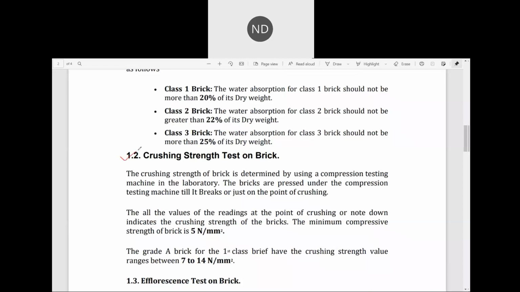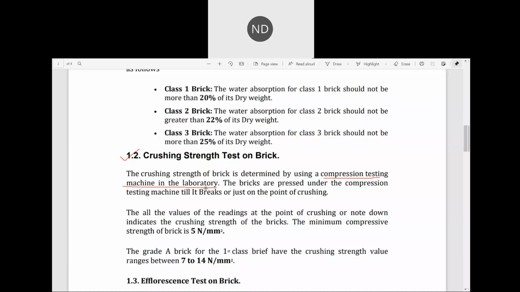First is the crushing strength test on the brick. The crushing strength test is determined by using the compression testing machine. We have done this test in the laboratory also, in our material testing lab. We have already determined the compressive strength, or the crushing strength, of the brick.